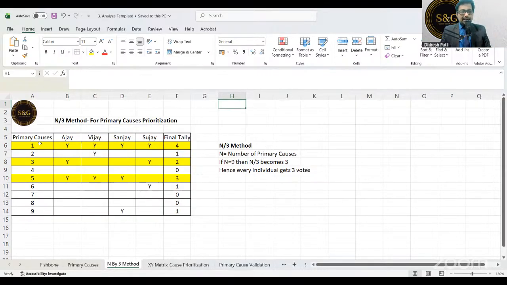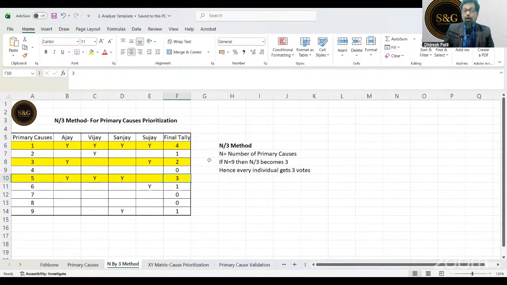For example, here we will list the causes as 1, 2, 3, 4, 5, 6, 7, 8, 9. Then let's say Ajay will come and give his votes to 1, 3, and 5. Vijay will come and give his votes to 1, 2, and 5. Sanjay will come and vote 1, 5, and 9. Sujay, 1, 2, and 6. So we count the votes. Let's say the first cause has got 4 votes, the second has got 2, the third has got 2, and the fifth has got 3.